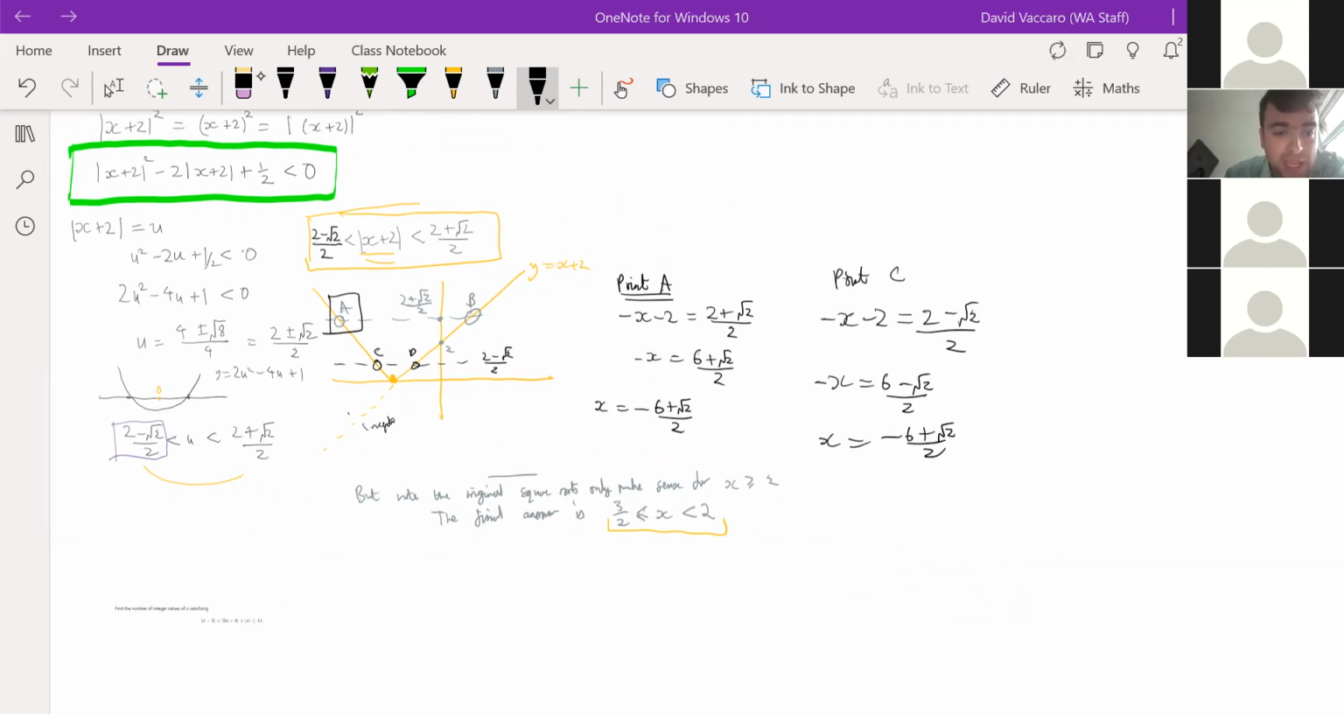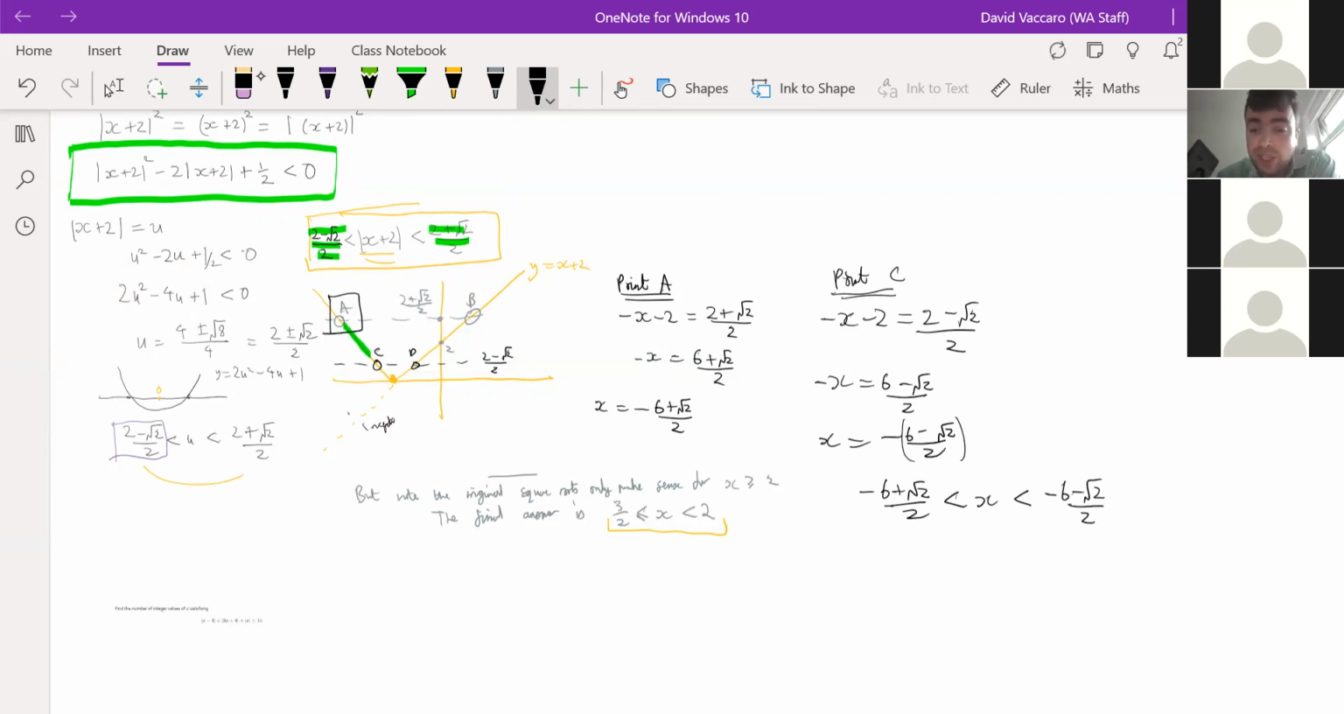And now what range do I want for the modulus function to be sandwiched between the smaller and the larger number? I want the x values between A and C. So I want x to be in the range negative 6 plus root 2 over 2 is less than x, is less than negative 6, sorry, if I make a global minus here, that needs to be minus there. So -6 minus √2 over 2.